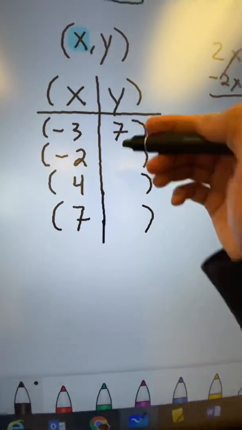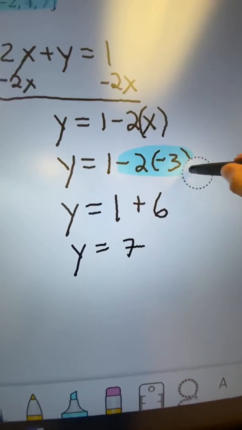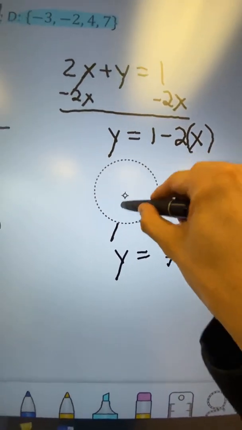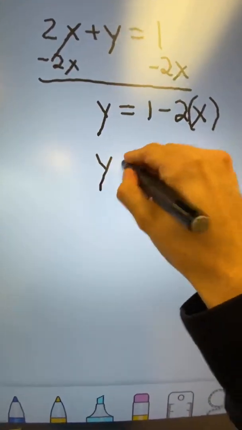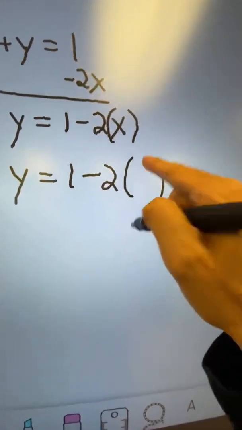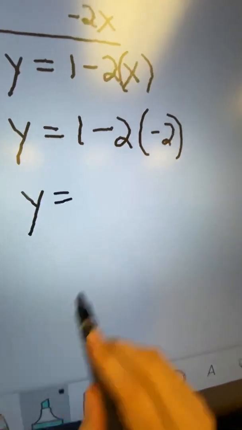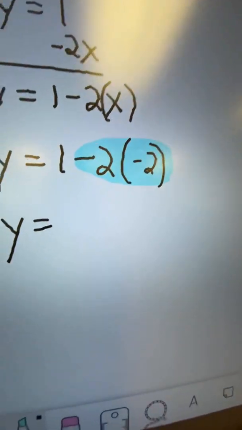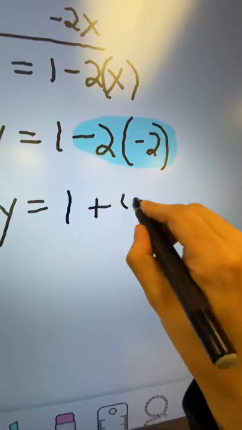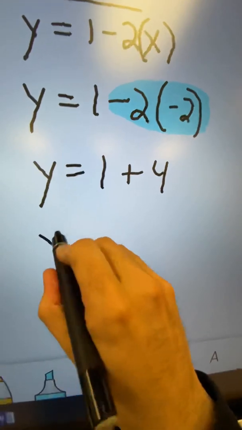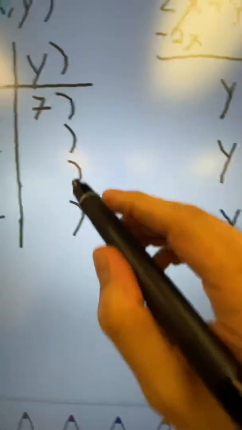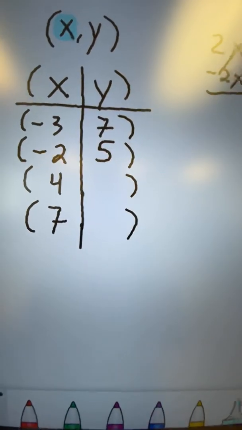Then you just repeat the process for the remaining values. So I'm just going to go back over here and repeat the process. y equals 1 minus 2, and I have to replace x again. x is -2, so I'm going to put -2 here, and multiply this out, and I'm going to get 1 plus 4. -2 times -2 is +4, and y equals 5. So that's the output for the second one, and I repeat again for the next one.